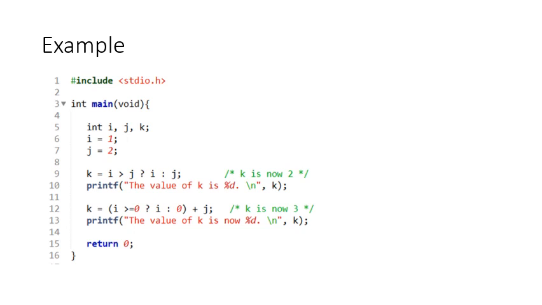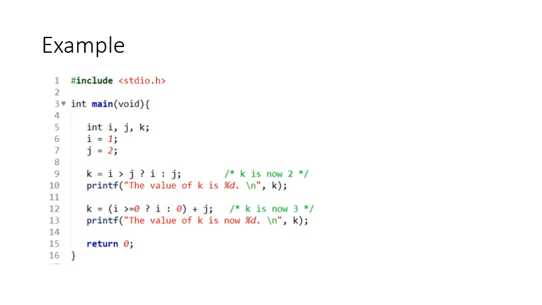Now, for line 12, our expression is first checking whether i is greater than or equal to 0. If i is greater than or equal to 0, it will return this expression, it will return i, and else it will return 0.